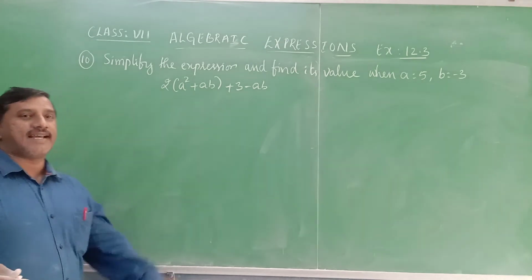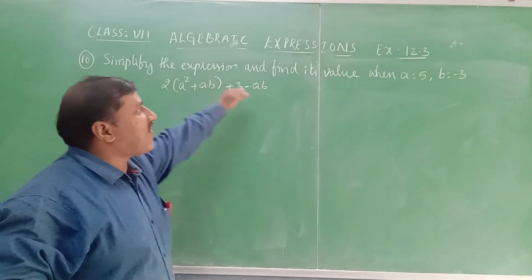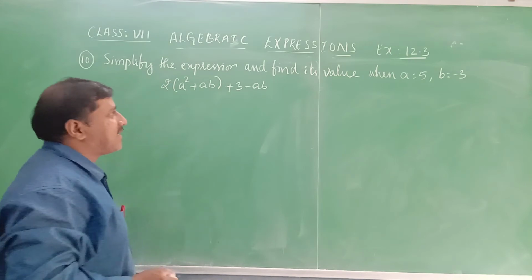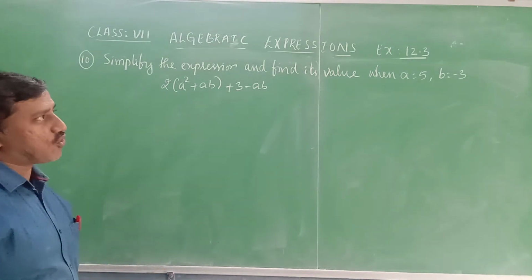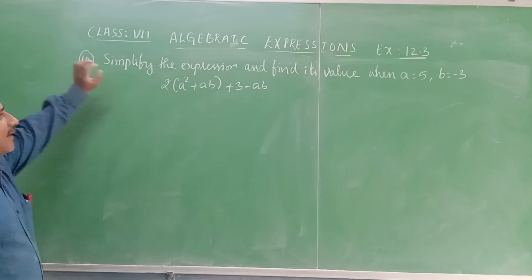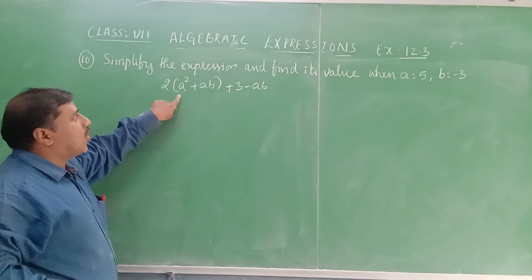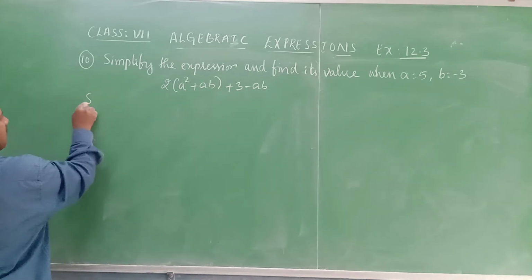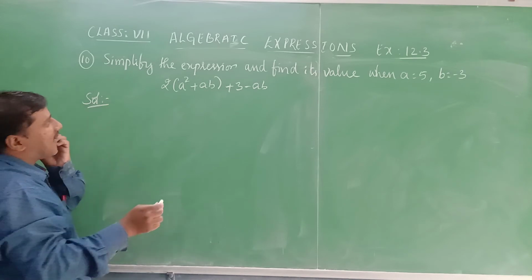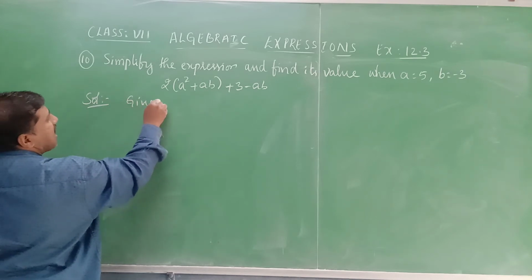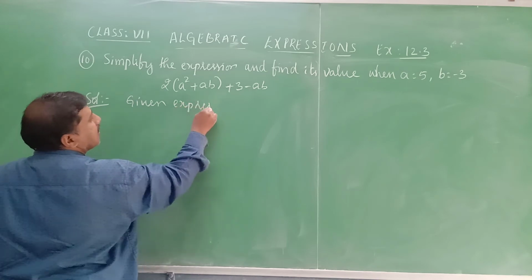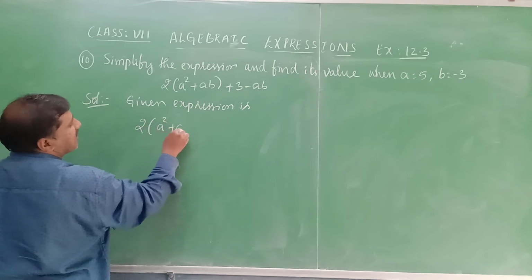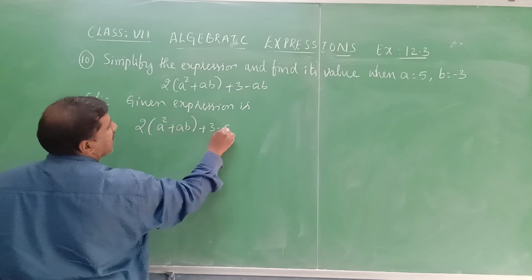Now, question number 10. Simplify the expression and find its value when A is equal to 5 and B is equal to minus 3. Here two variables are there, A whose value is 5 and B is minus 3. Now the expression is 2 into whole A square plus AB plus 3 minus AB. So in this expression we have two variables, A and B. So what is the given expression? The given expression is 2 into whole A square plus AB plus 3 minus AB.